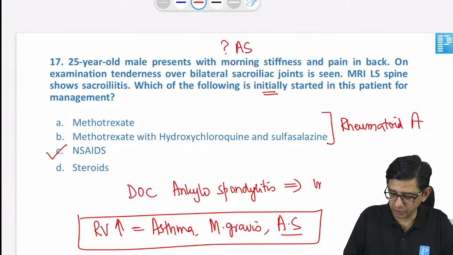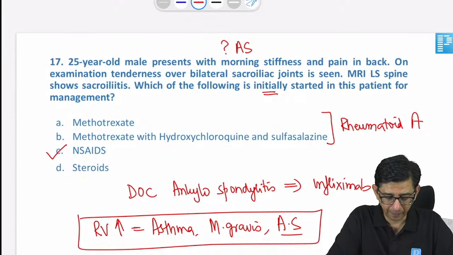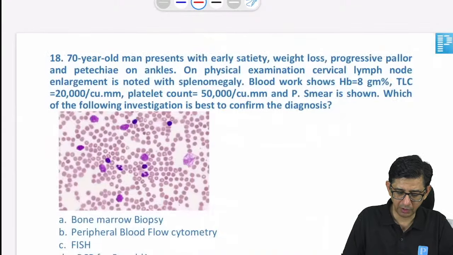Yes, we'll be using infliximab for management of these patients for ankylosing spondylitis. Right. So we are sorted for 17. The answer for this one is C. Let's look at the next one.